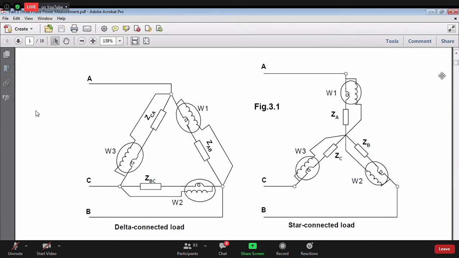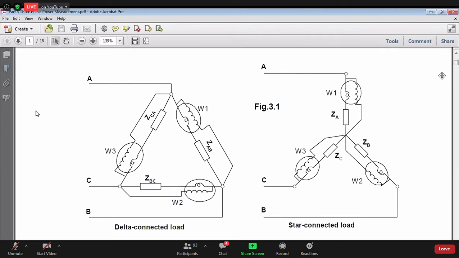Now, if you want to measure the power, you cannot open the motor. Nobody is going to allow it. It's not permitted because it's a very important motor, costly motor. Just for measuring power, I cannot open the motor. Why am I saying open? Look at the right side diagram.